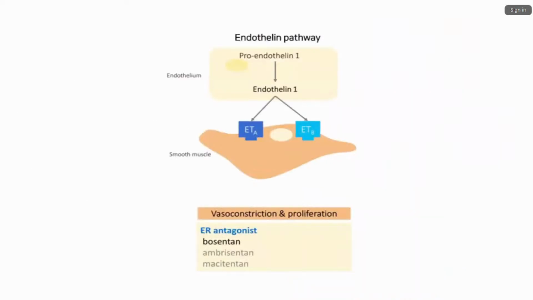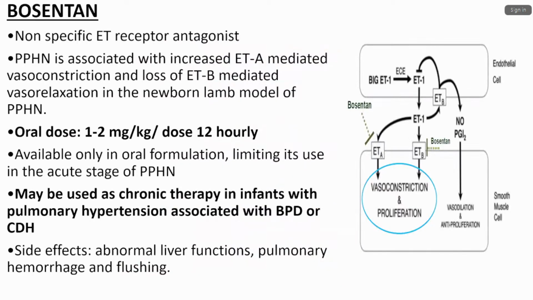Second comes the endothelin pathway. In endothelin, there are two things, endothelin A and endothelin B. Endothelin A is mainly responsible for vasoconstriction, and endothelin B is responsible for vasodilation. So what we do is use an endothelin receptor antagonist, bosentan, that is non-selective. Once we give bosentan, it inhibits the ETA, so there will be vasodilation. Second is ambrisentan, which is a specific ETA receptor antagonist, while bosentan is mainly a non-specific endothelin receptor antagonist.